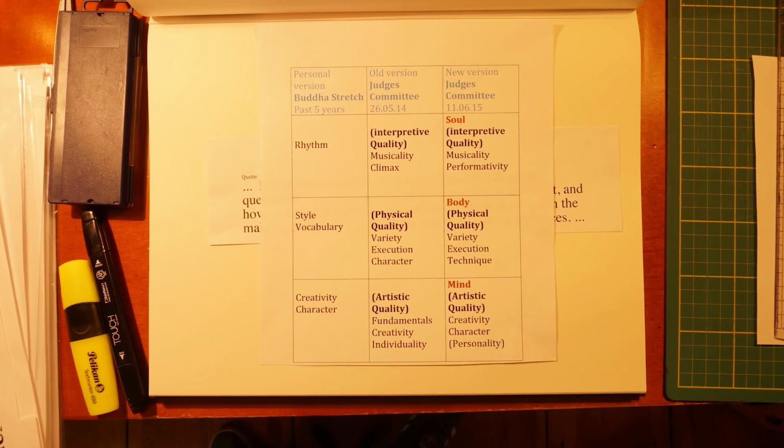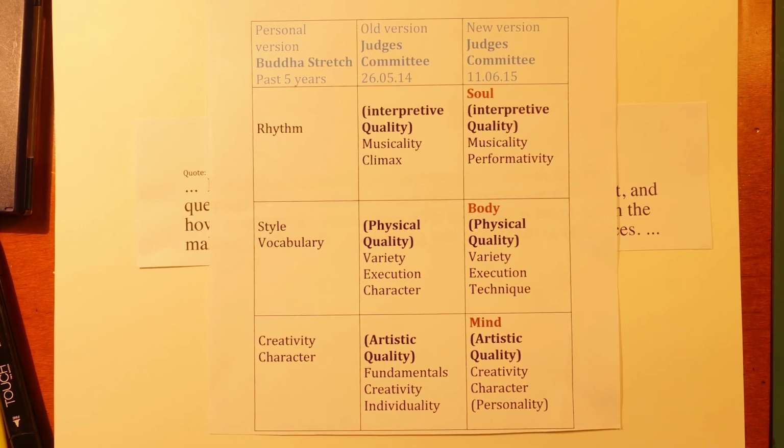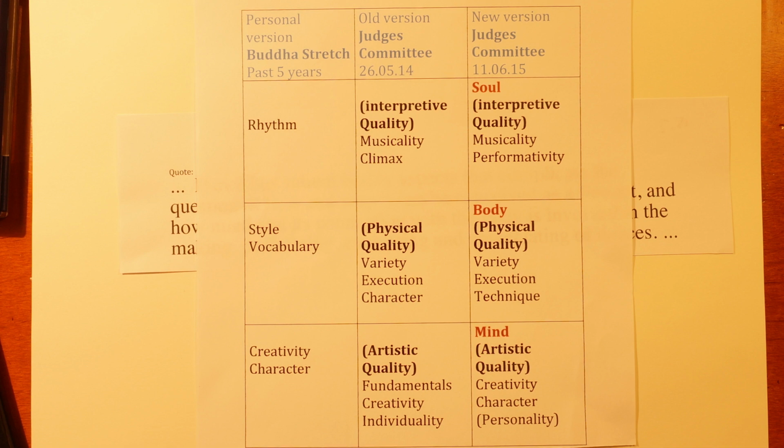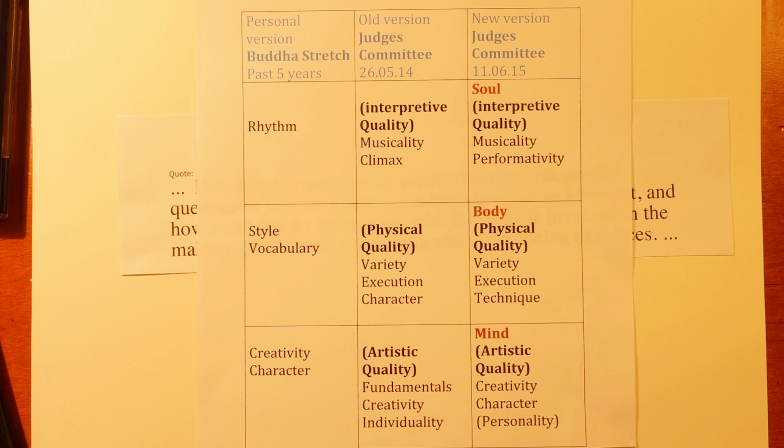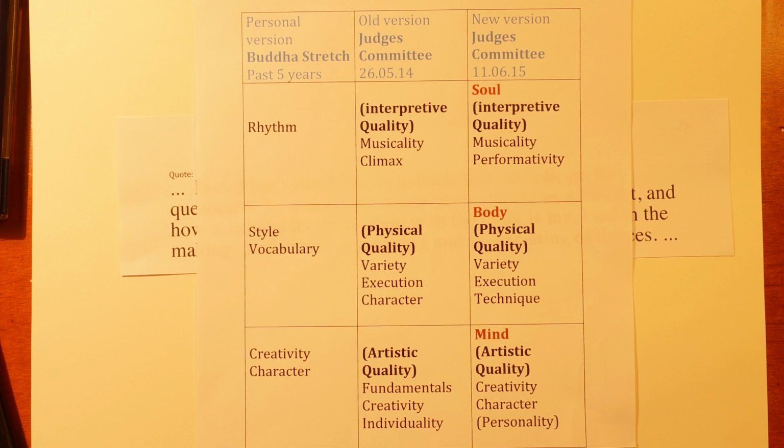Stretch reminded me of my thought process by his Facebook post, and we rejigged our model from 26th of May 2014 after the body, the mind and the soul. Here you can see how we compared. We took character away from the physical quality, since it is part of the individual development, and dragged it into artistic quality. Here it was called personality from now on.